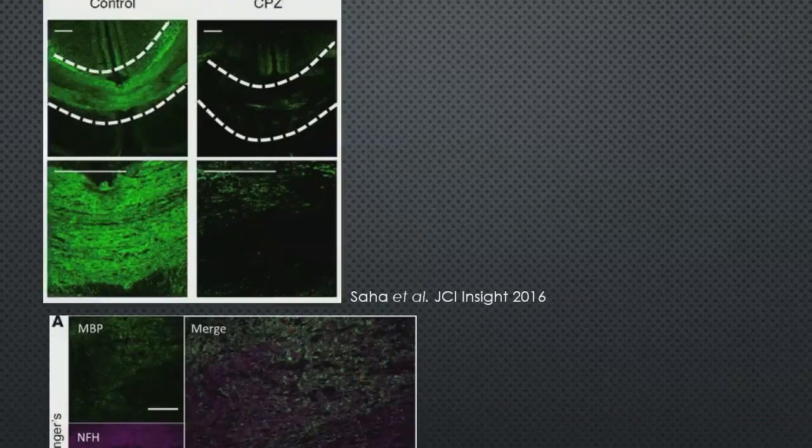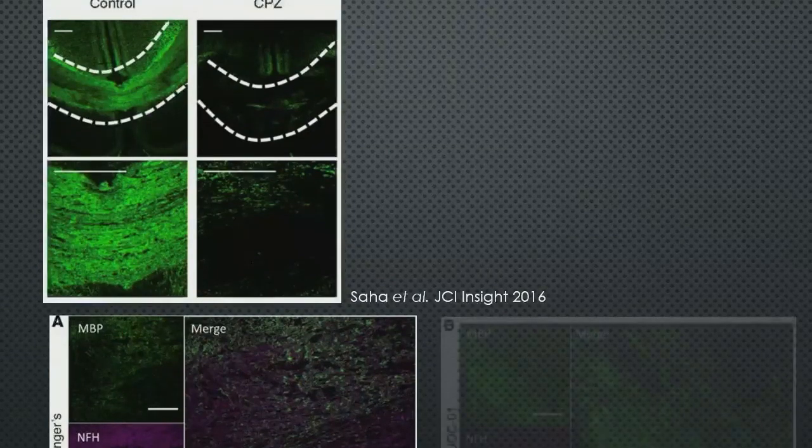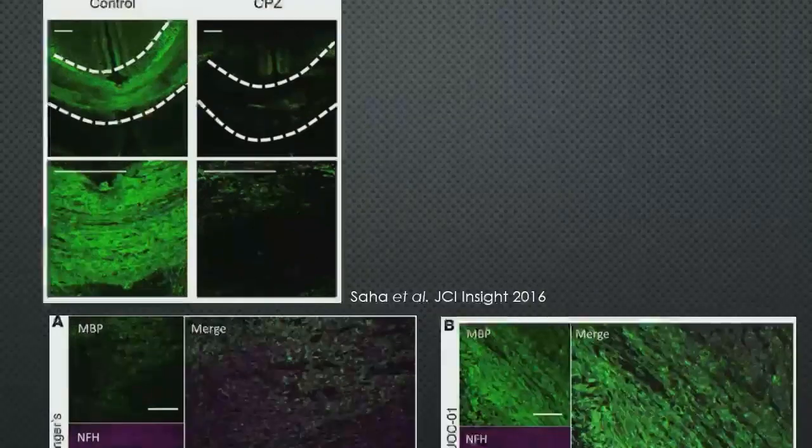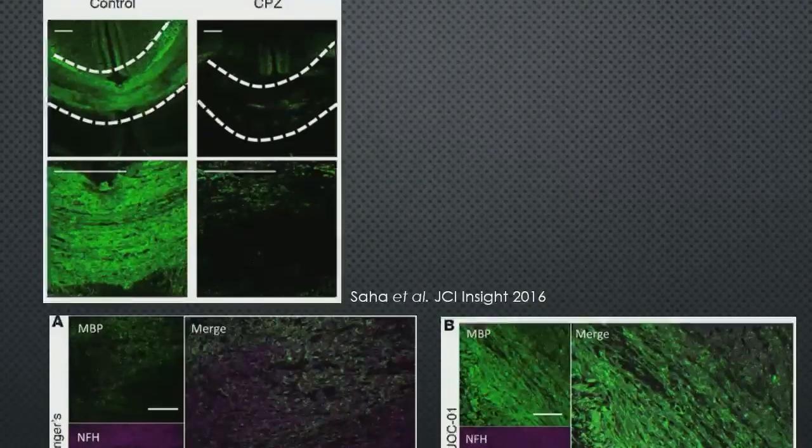So again, this talented scientist in the lab, Arjun Saha, injected DOC-01 into the corpus callosum of these mice. So this is Ringer's alone. When he injected DOC-01, you could see this very robust increase in remyelination in the corpus callosum. So again, getting more at the mechanism, we needed another assay that we could manipulate a little easier than the mice. So Lee developed a slice culture model system.